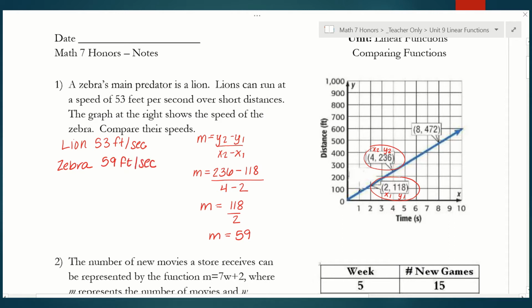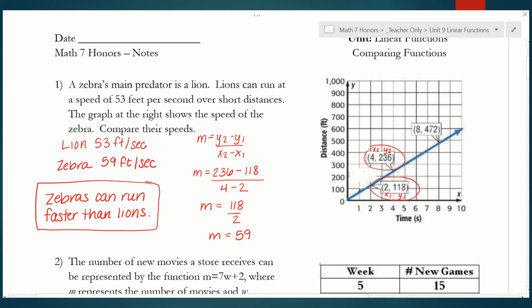And so we need to say something that compares their speeds, and it can be something as simple as zebras can run faster than lions. Okay, so we've compared the two.